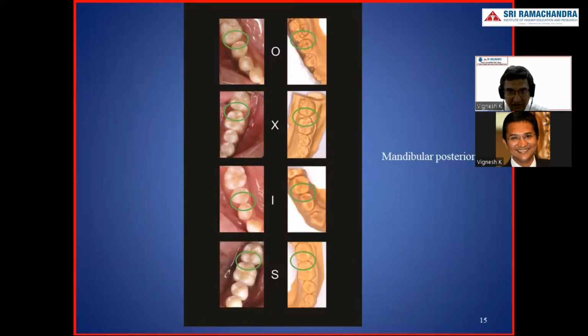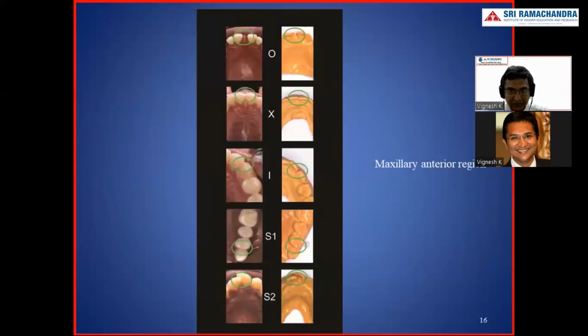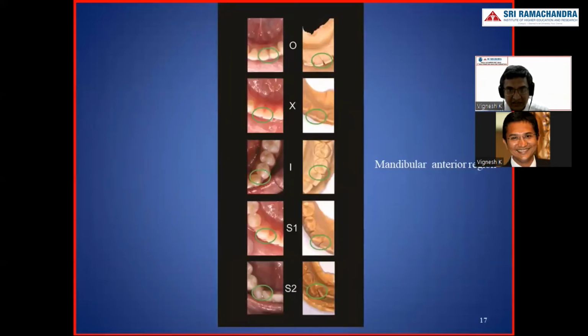Similarly, the OXIS classification, where you can see the O on the top and the S in the lower half of the slide in the mandibular posterior region, and representative photographs in the maxillary anterior region. Remember, the S type was classified into S1 and S2, while for the mandibular anterior region, we have some pictorial representations of the occlusal view in terms of photographs and study casts. These occlusal view photographs were just to understand the association. The study was essentially done on the study casts.